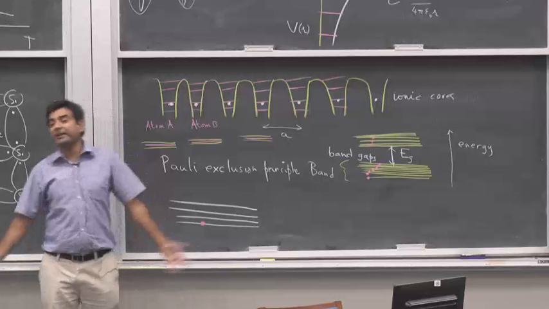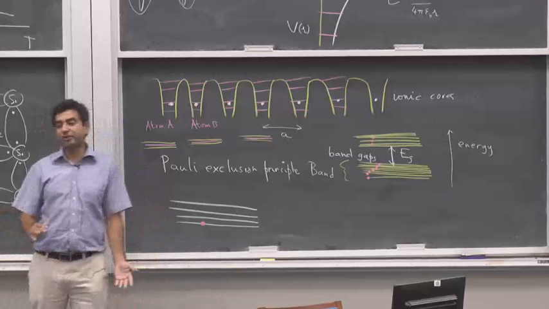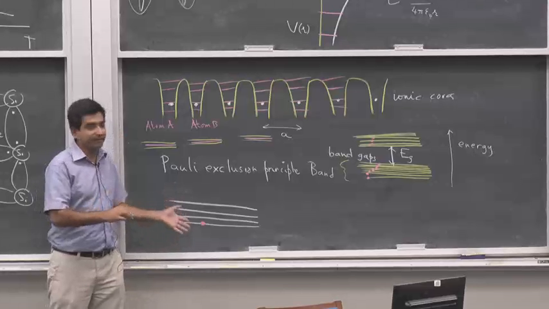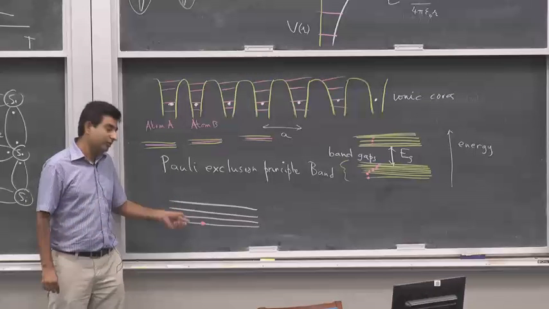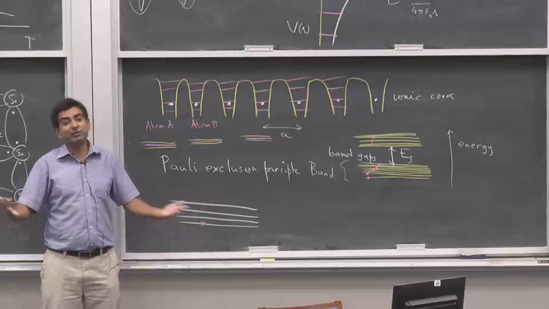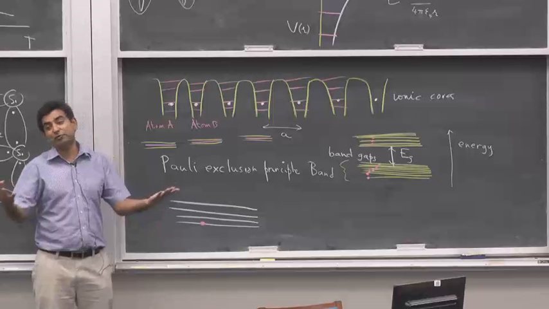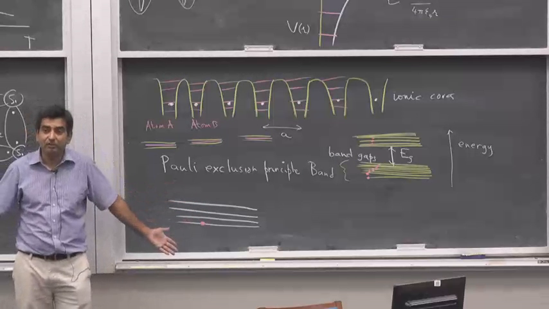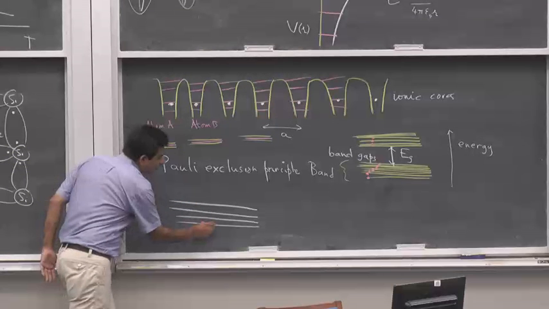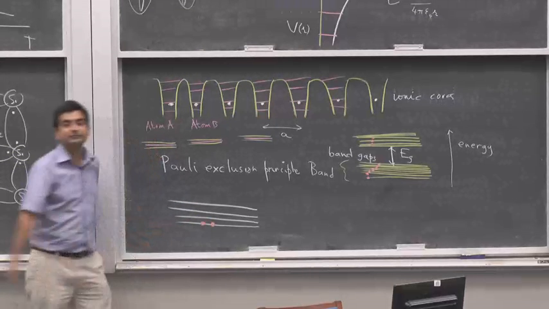But this solid has many electrons. Suppose it's a second electron. Where will that electron go inside this band? Will it go to the same level? You're at zero kelvins. Or will it go to a higher level? There's no thermal energy available for the electrons to go to higher levels. So where will it go? It will go to the same level. So you have two electrons inside this level now.